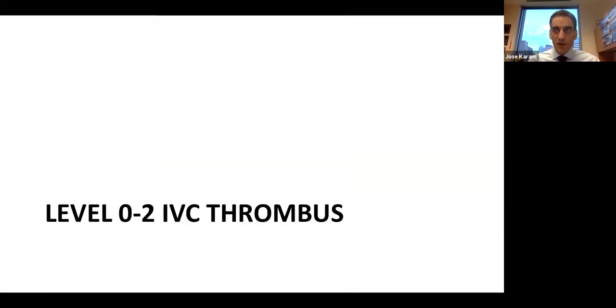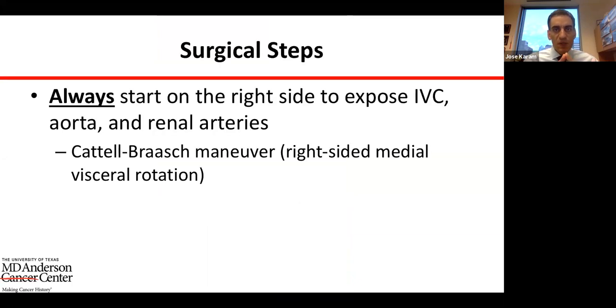So let's talk about the low-level IVC thrombi. So these are level 0, 1, and 2. Again, level 0 is limited to the renal vein. Level 1 is in the IVC less than 2 centimeters away from the vein ostium. And level 2 is between 2 centimeters and below the level of the hepatic veins. We always start on the right side, no matter where the tumor is. So whether the tumor is a right-sided or a left-sided kidney tumor, we always start by a right-sided exposure in order to expose the IVC, the aorta, and the renal arteries.